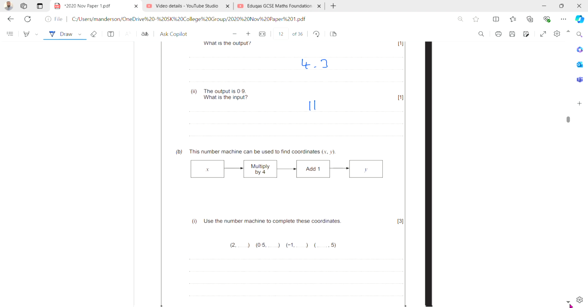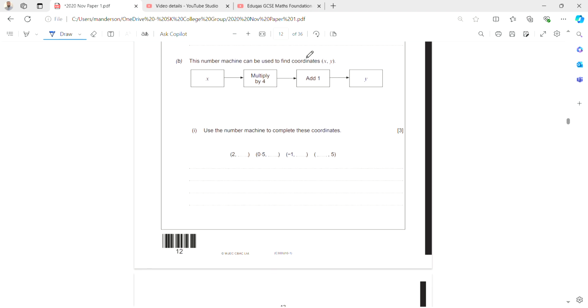I then have another function machine, but this one represents the coordinates. So x is our first number in the bracket, y is our second number in the bracket. We start off with our x. If we multiply it by 4 and add 1, we get our y value. So when x is 2, we multiply that by 4 to give us 8, we add 1 to give us 9.